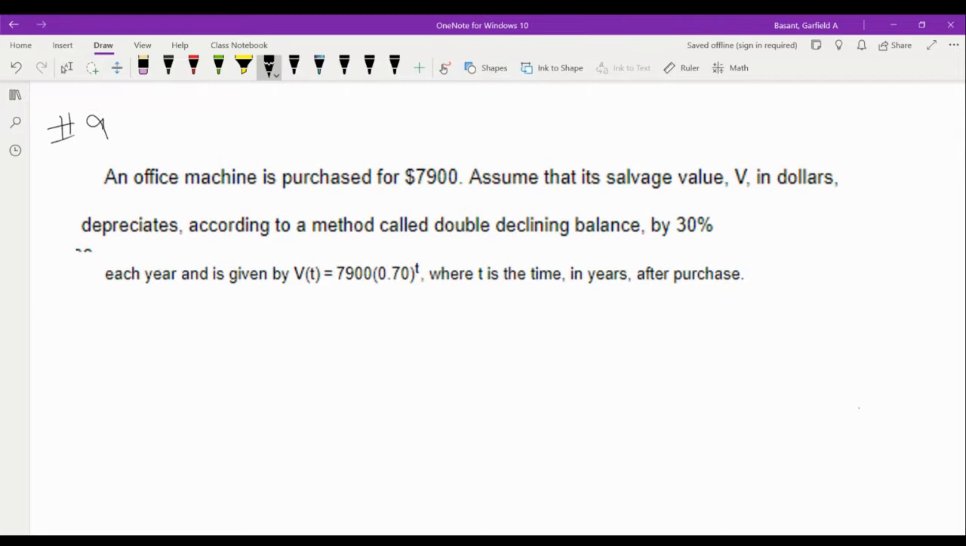each year. And the good news is they gave us the formula for this, right? So if it decreased by 30% each year, we only have 70% left, right? Which is why there's this 0.7 here. And once again, the 7,900 is the initial value. So it's no different from the exponential function that we were looking at previously. So what does part A say? Find V of 9.